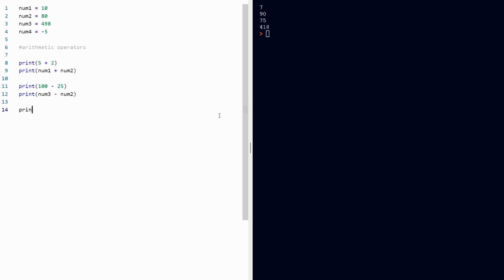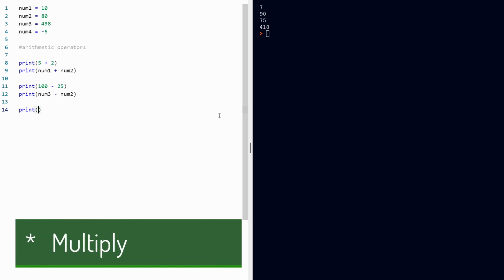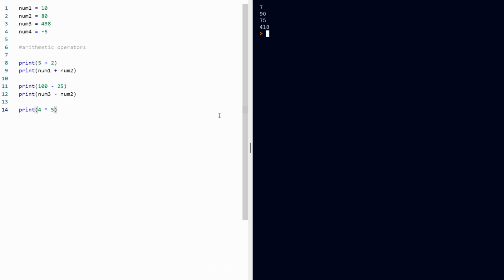Let's carry on. So another print statement. This time let's look at multiply. So let's go ahead and multiply 4 times 5. Of course, the answer is 20. And we'll do an example using the variables up the top as well. So let's say print num2 times num3. Gives us a nice big answer, 39,840.